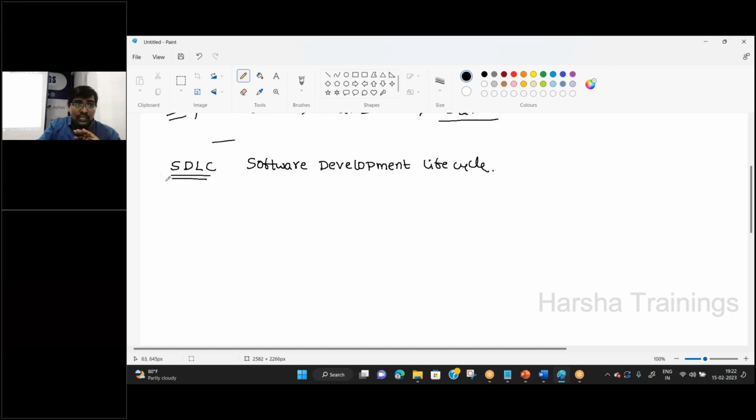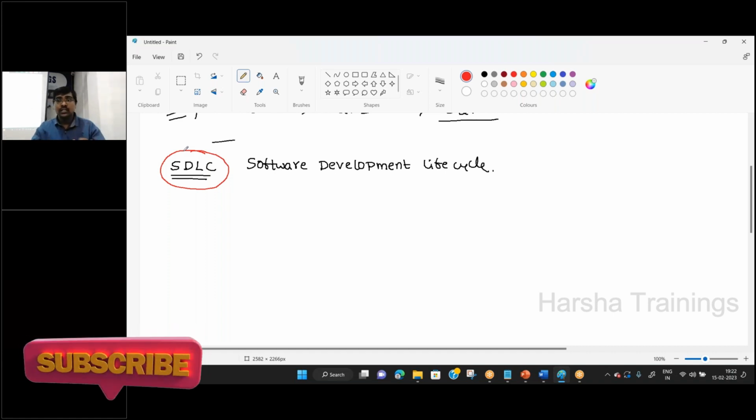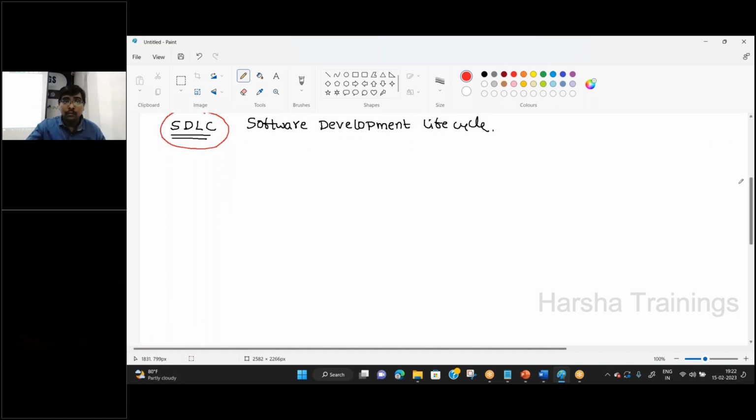Okay. Now, software development life cycle. What is meant by this? Before that, I will explain one point. Program. What is meant by program? Simply a set of instructions to perform a task, that is called a program. Now, what is software? Here I am using the words software development life cycle.